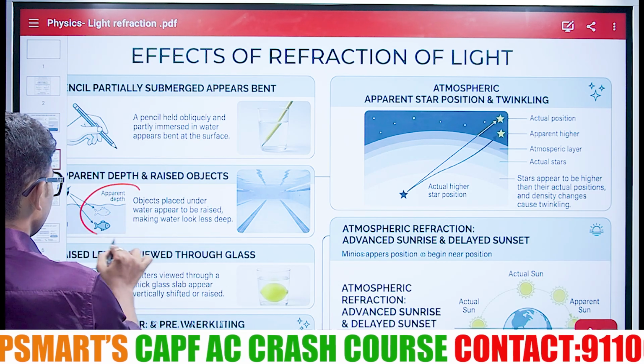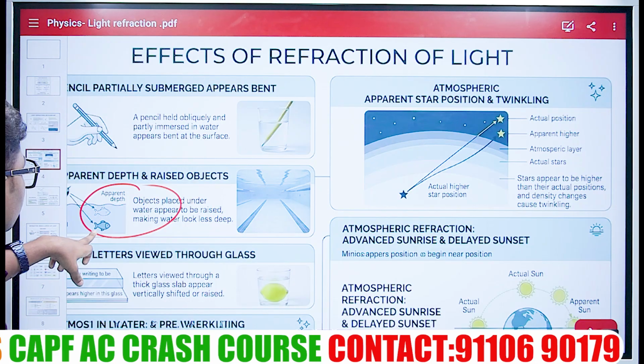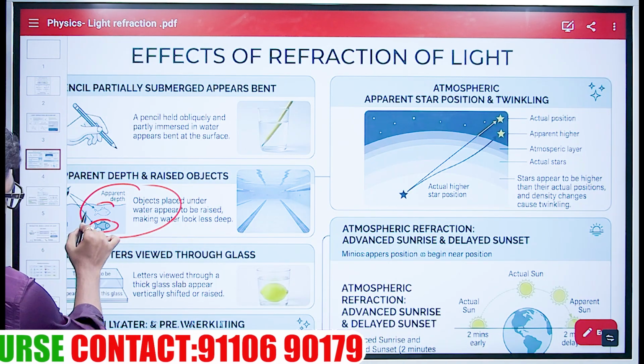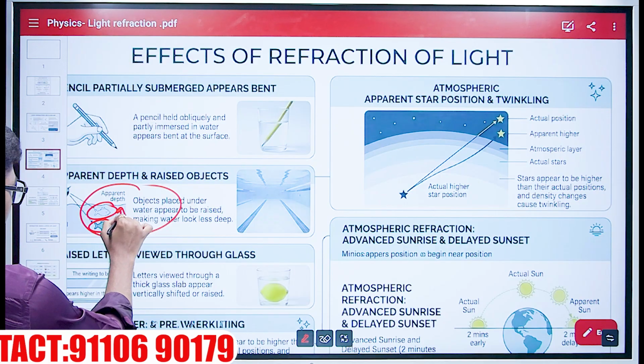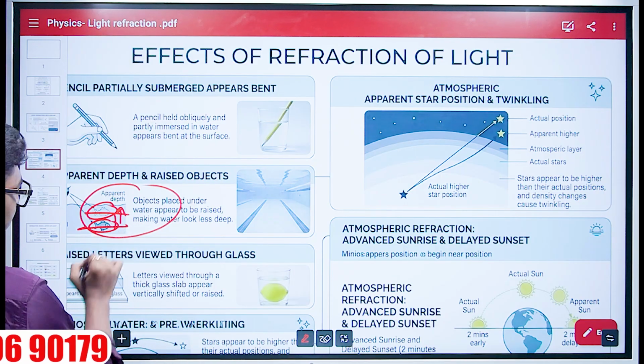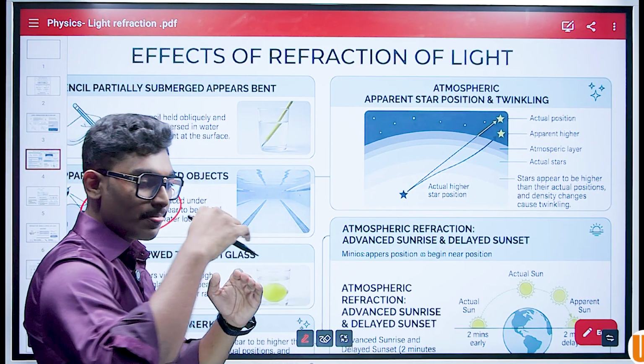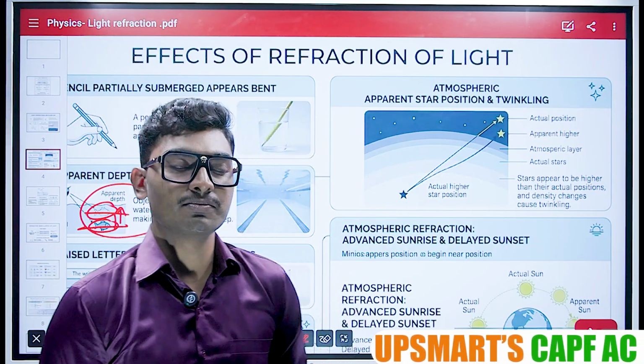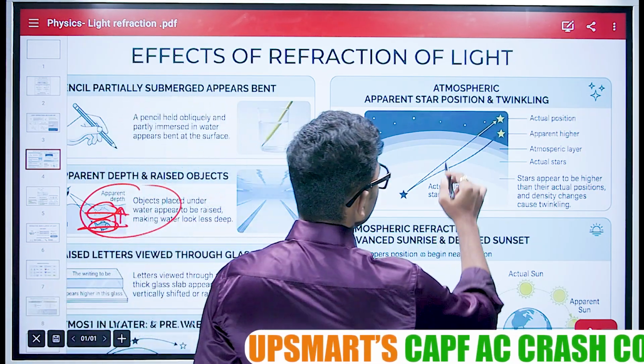Here the same is being seen with the fish. The real depth of the fish is here, but it is seen a bit above. Any object inside the water looks a bit higher when we see it from above the surface.